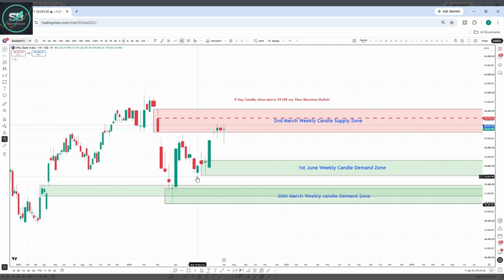So whatever move it has to give from the demand zone, it has given that move. Now it is near the supply zone. Until and unless a daily candle is closing above this body of the weekly candle, I am not going to make my view as a bullish bias in Bank Nifty. So right now my view in Bank Nifty is bearish, but for that bearish, still I am not convinced with these candles.